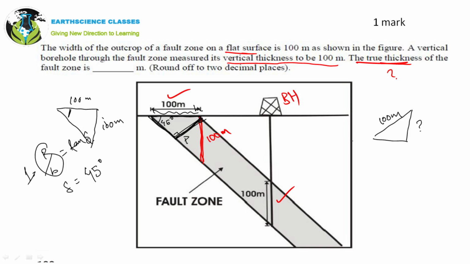So perpendicular is asked. So P by H is equal to sine theta, right? So here theta is 45 degree. This angle is 45 degree. So P is equal to sine 45 into 100. So what will be sine 45?